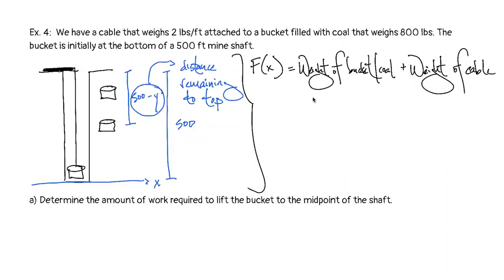Okay, so this weight of the bucket and the coal, that part is 800. Does that change as the bucket comes up the mine shaft? No, right? We hope we don't lose any coal, like it doesn't get wobbly, nothing falls out. So this part right here, the weight of the bucket and the coal, is going to be 800 pounds, and it's going to be 800 the entirety of our situation, okay?